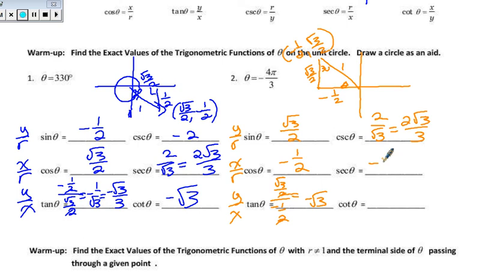The reciprocal of this guy will be negative 2. And if we're looking here, we're going to get negative 1 over root 3, which again needs to be rationalized to root 3 over 3. All right, so let's continue on.